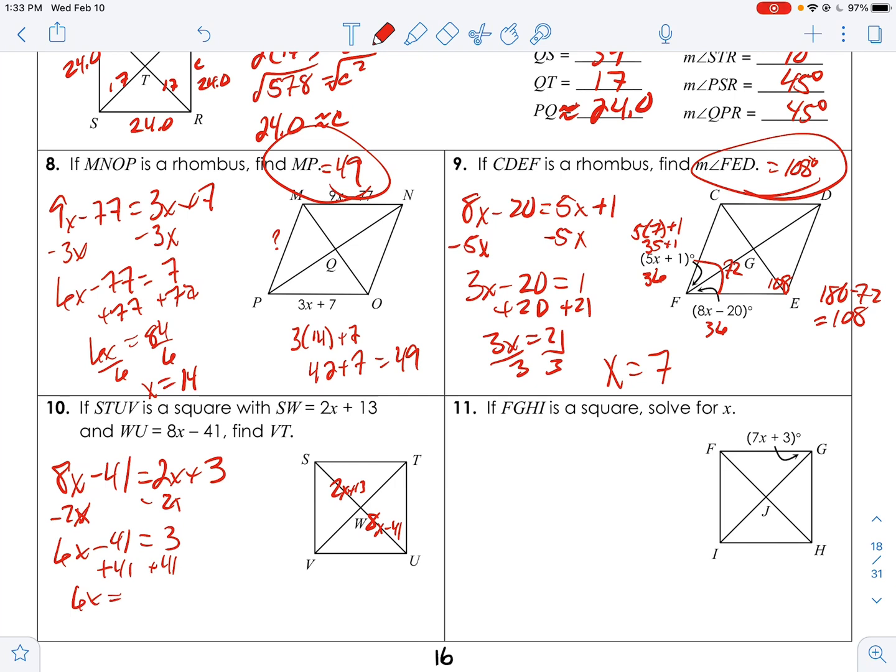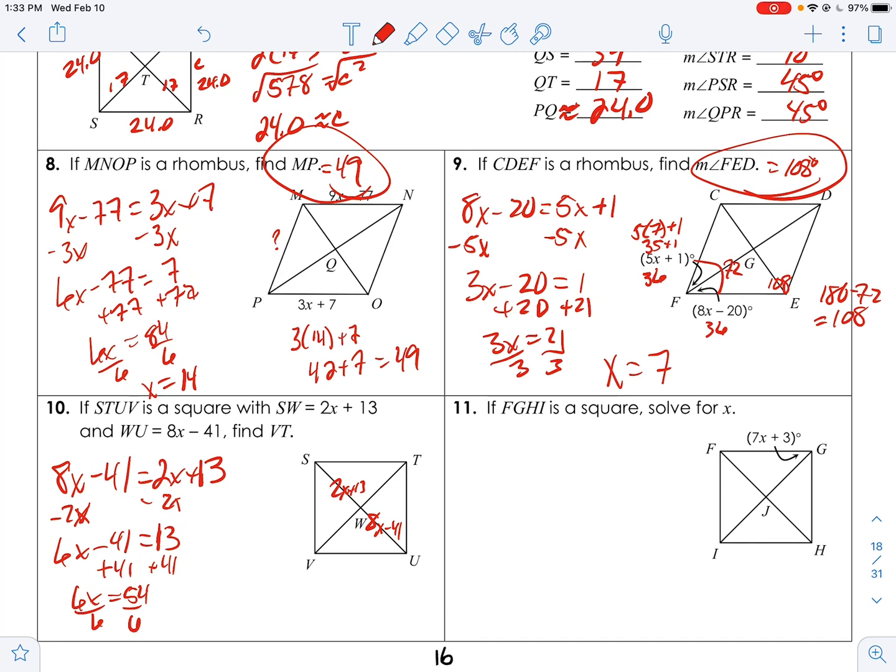Add 41. 6x equals 44. Is that right? Did I write it down right? Oh, is it a 3? Nope, it's a 13. There we go. 6x equals 54. There we go. How did I know?